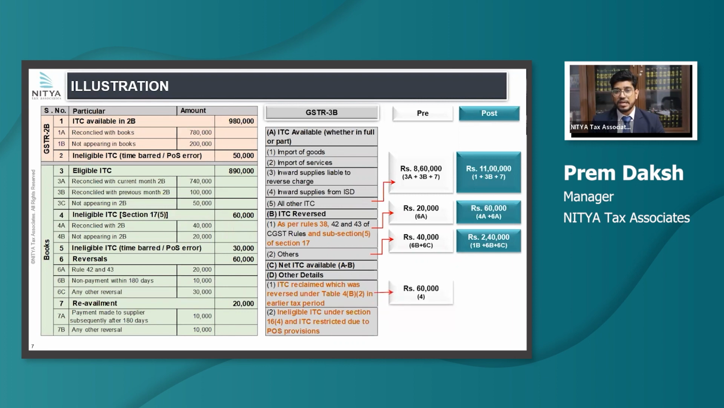In table 4D1, earlier ineligible ITC under section 17(5) used to be reported. Now, invoices appearing in GSTR-3B of the previous period which have been recorded and reconciled in the books of account in the current month, and ITC re-availed on payment made to the supplier, are required to be reported here. Table 4D2 is newly inserted. Here, ITC details need to be reported of those invoices which are reported by the supplier after the due date to avail ITC, and place of supply is reported other than the taxpayer's state.